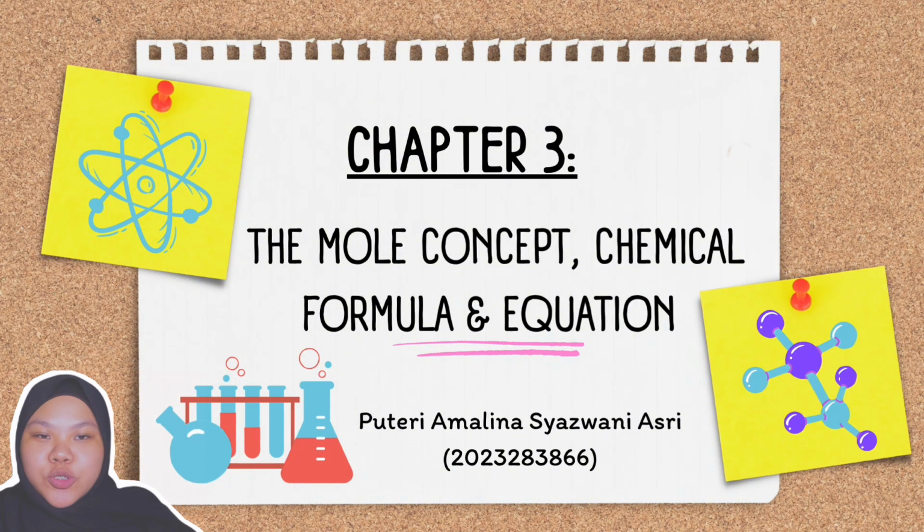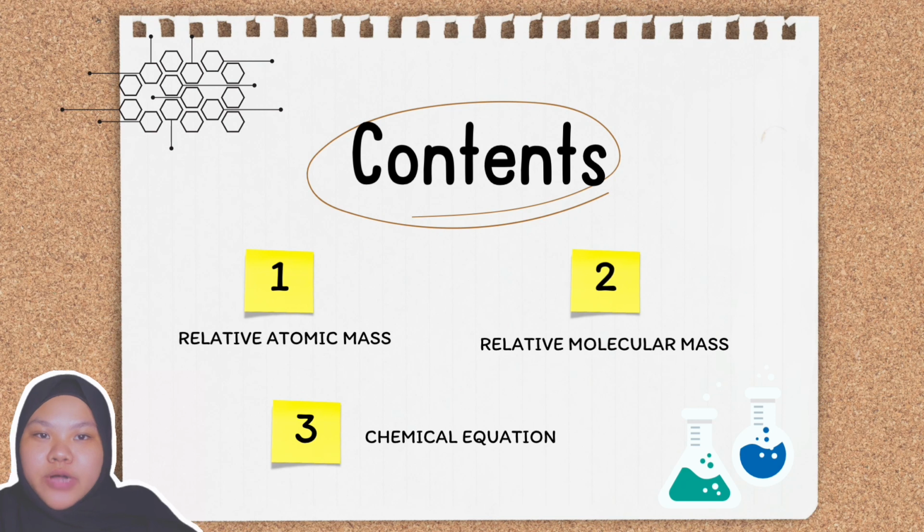A4AS1201_1. I chose Chapter 3 from Chemistry Form 4, the Mole Concept, Chemical Formula and Equation. I'll be explaining about relative atomic mass, RAM, relative molecular mass, RMM, and chemical equation.